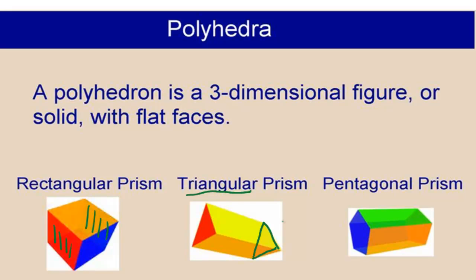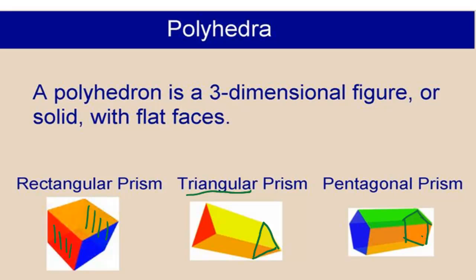With a pentagonal prism, what do you think the shape of the bases will be? A pentagon, right? Very good. So we have two bases that are pentagons. They're parallel to each other and they have the same area. And what's the shape of all the rest of the sides? The rest of the sides will always be rectangles in a prism.